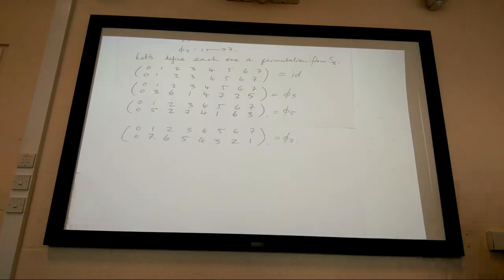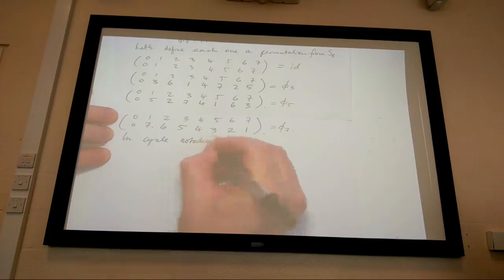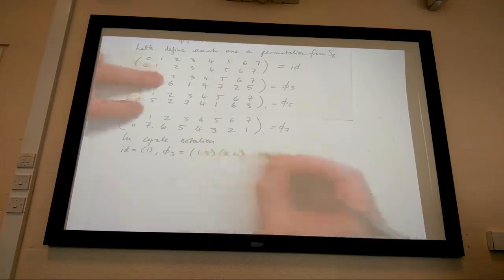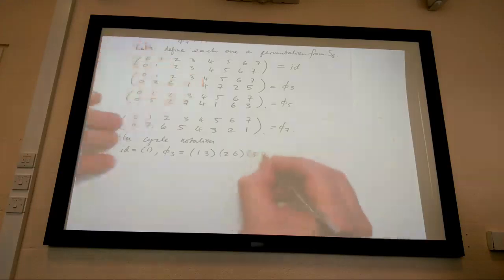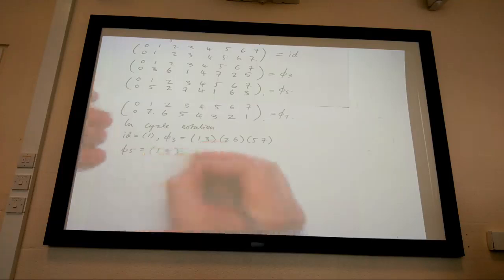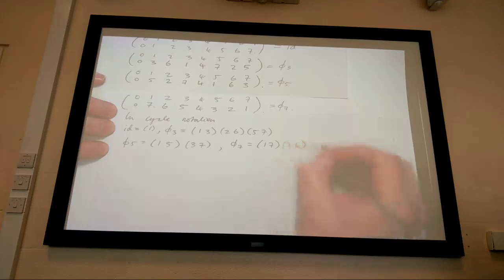Okay, now it wants us to classify the group by making use of the classification of finite abelian groups. In cycle notation, let's pick out cycle notation for each of these. The identity is obviously the trivial cycle. 5-3: 1 goes to 3, goes to 1, 2 goes to 6, goes to 2, 4 goes to 4. Then 5-5: 1 goes to 5, 2 goes to 2, 3 goes to 7. And 7: 1, 7, 2, 6. So you're noticing something here.